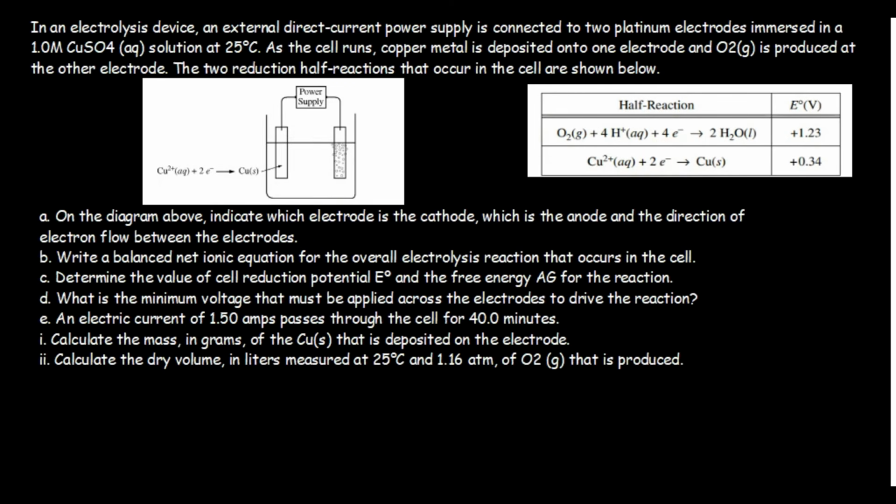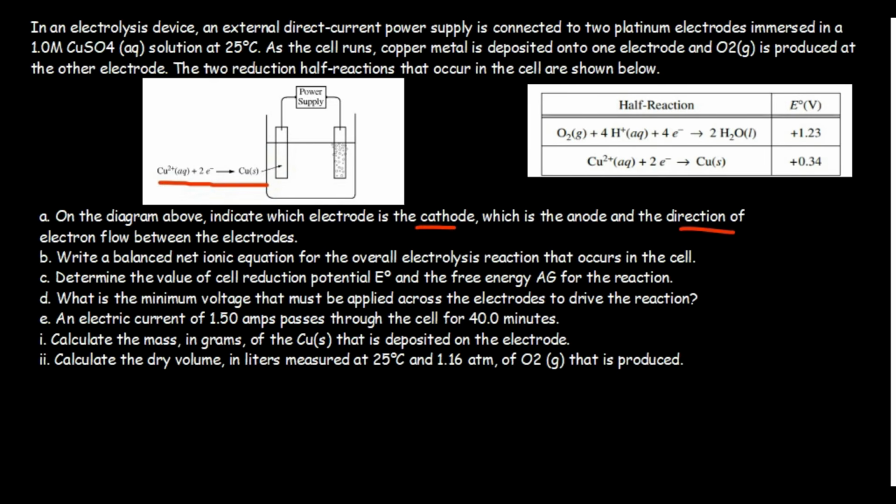Okay. So on the diagram above, indicate which electrode is the cathode, which is the anode, and the direction of the electron flow between the electrodes. So what do you think? If you look at the diagram, they've given us a hint. They've told us this is a reaction that is happening on this electrode.